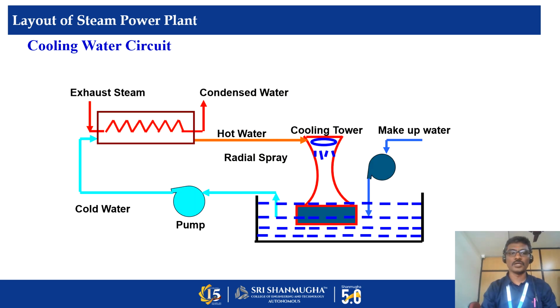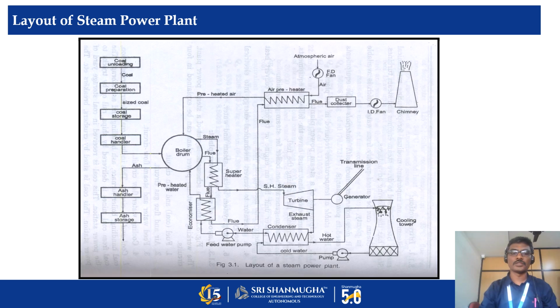So this is the cooling water circuit. Here the water is taken with the help of a pump, and cooled water is moved to the condenser for condensation. Then hot water is sprayed in the cooling tower. Here air is circulated inside the cooling tower. So the water is again recirculated for condensation. So this is the entire arrangement of a thermal power plant. This is the layout.